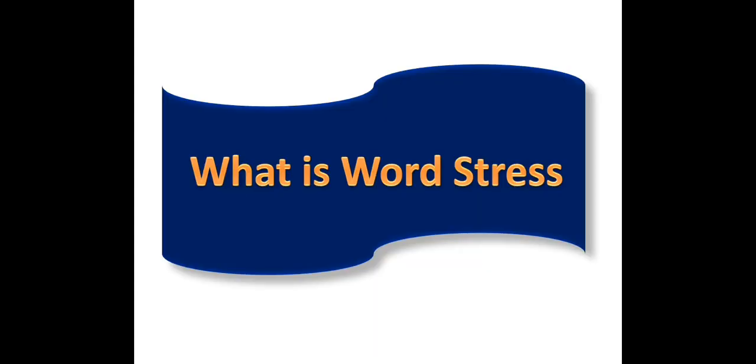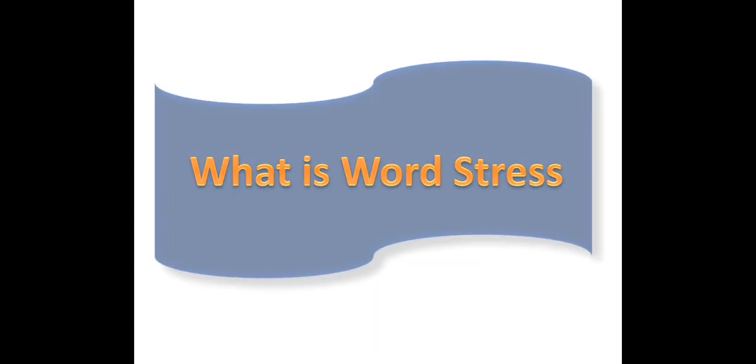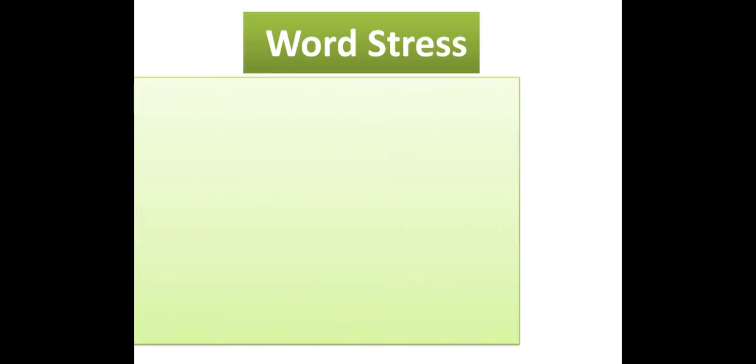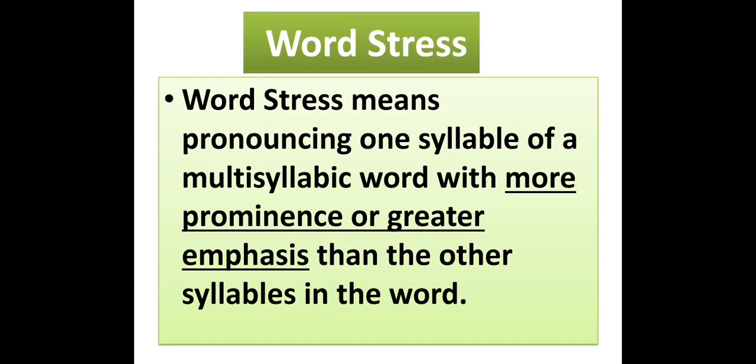Now, I'll explain what word stress is. Word stress means pronouncing one syllable of a multisyllabic word with more prominence or greater emphasis than the other syllables in the word. So what is word stress? When a word has more than one syllable, then we pronounce one syllable with more prominence or with greater emphasis than the other syllables in the word. You will understand better with examples.